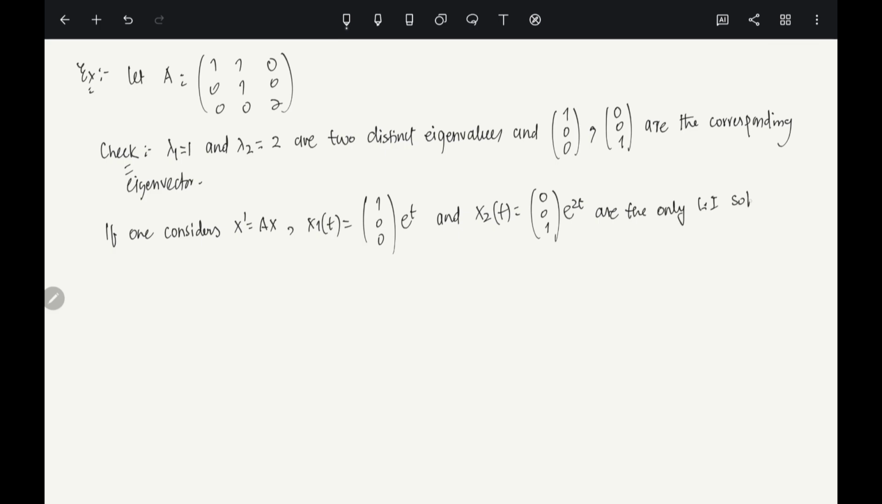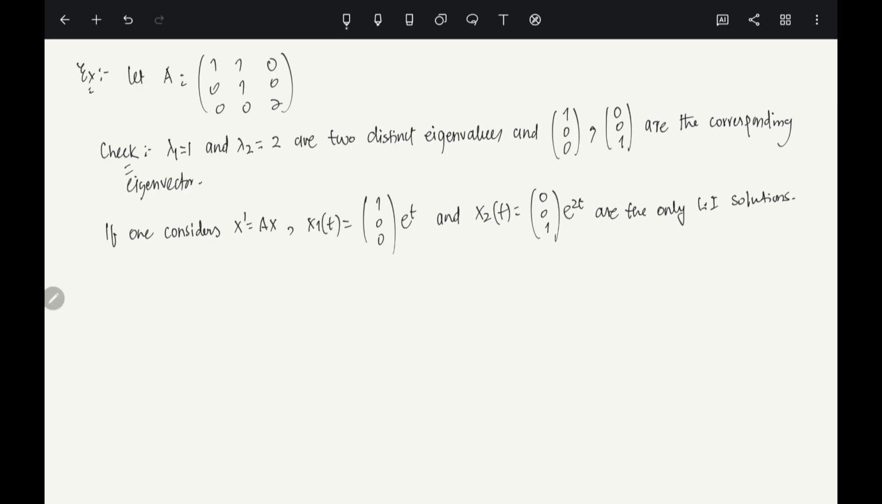But the problem is this is a 3 cross 3 matrix, right? So the solution space is of dimension 3, and hence you need another solution to write down the general solution. So how do you find something like this? That is the main question. Clear? Okay, so what we are going to do is this.